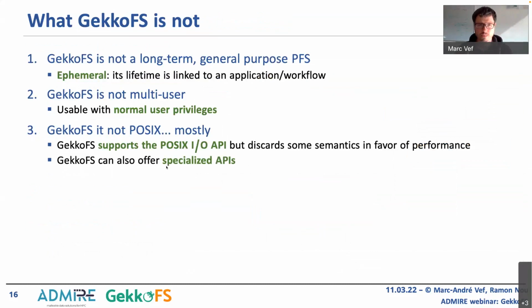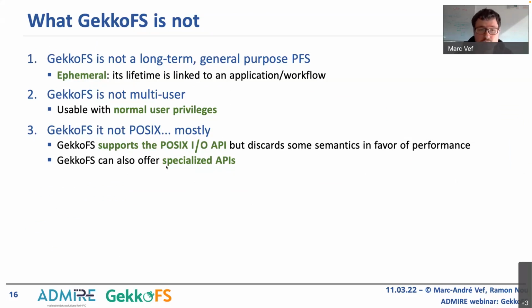So to summarize, what is GekkoFS not? It is not supposed to be a long-term general purpose file system like Lustre. To be able to have that, we would need a lot more features, and we also believe that it should be a strongly consistent POSIX file system, but that's just another use case for us. In the end, GekkoFS is ephemeral. Its lifetime is linked to the application and workflow, and therefore we have other kinds of assumptions and things that we need within the file system.